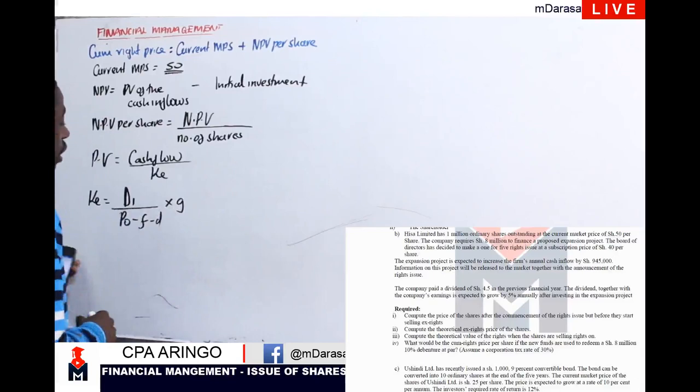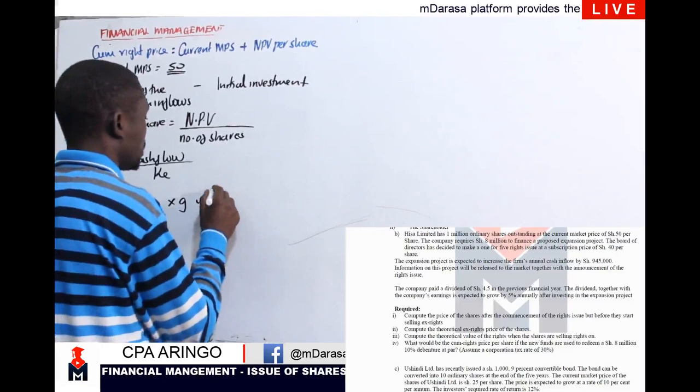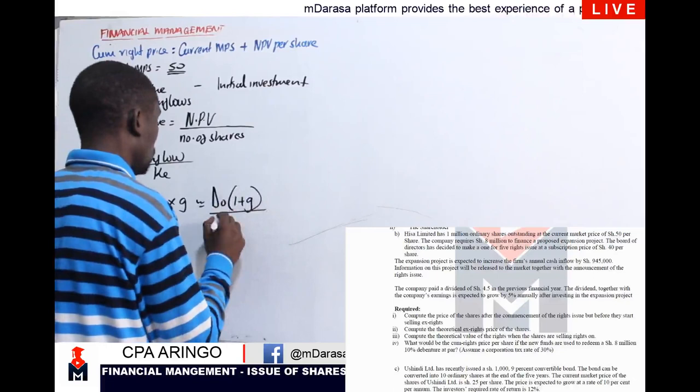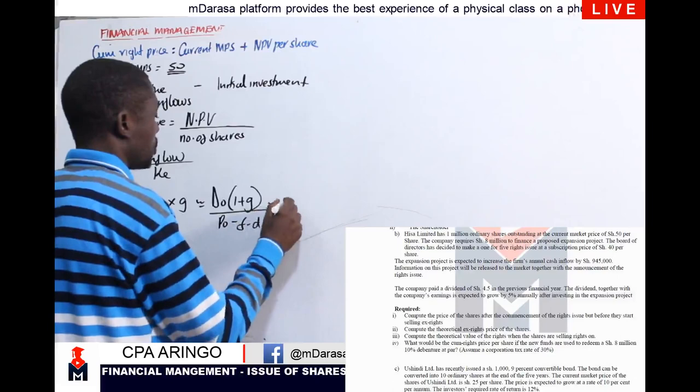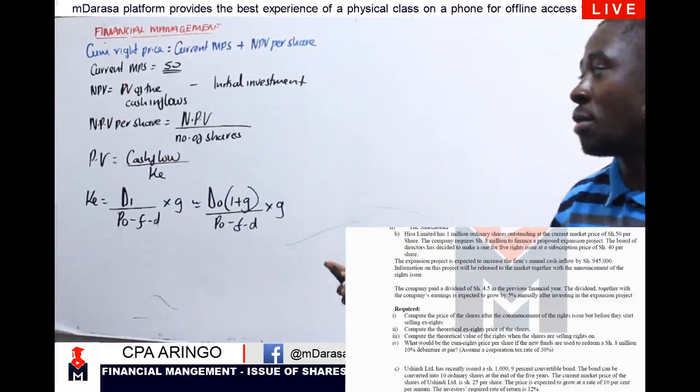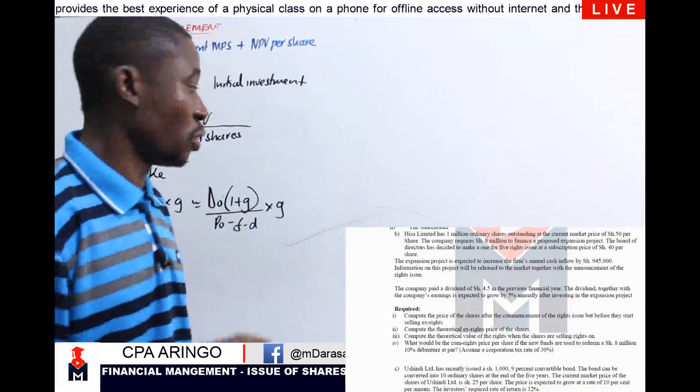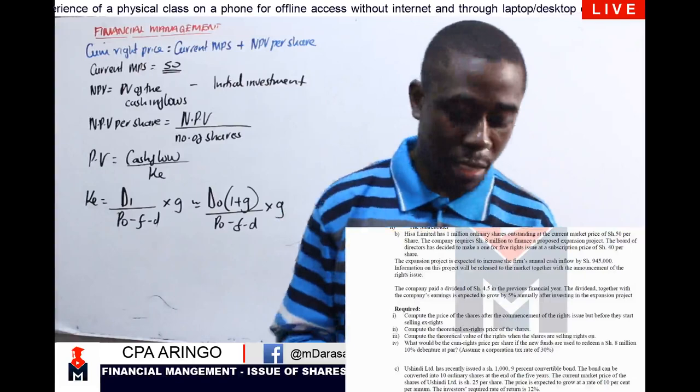We know very well that D1 is the same as D0 times (1 plus G), over P0 minus F minus discount, plus G. That is something that we must always have at our fingertips. This concept, remember, is where we looked at our cost of capital. This is very, very key. Okay, once we have that, let us determine our cost of equity, my good students.